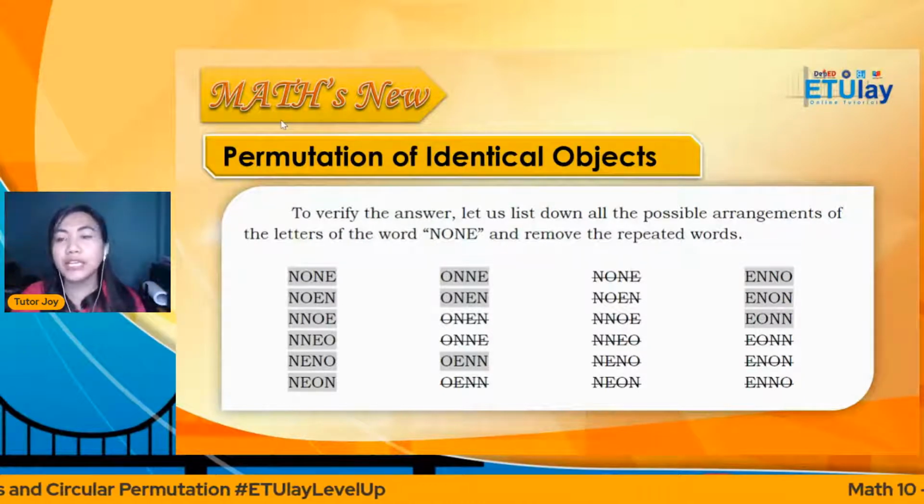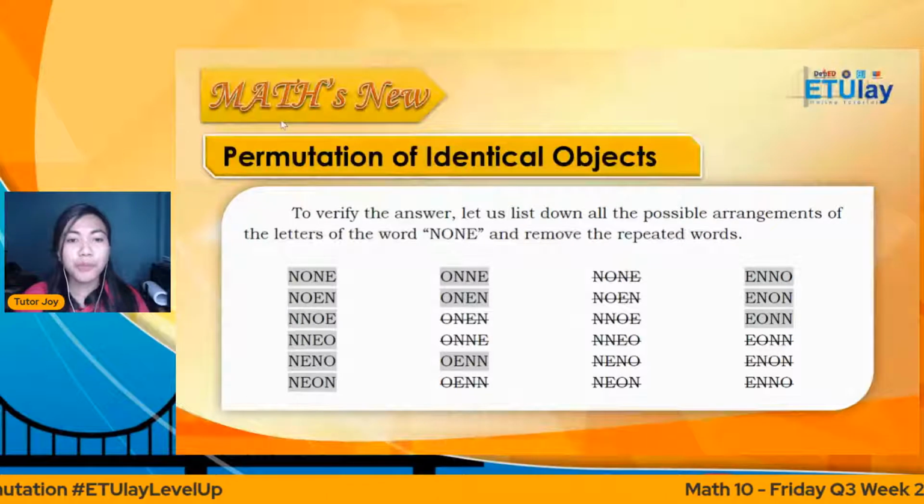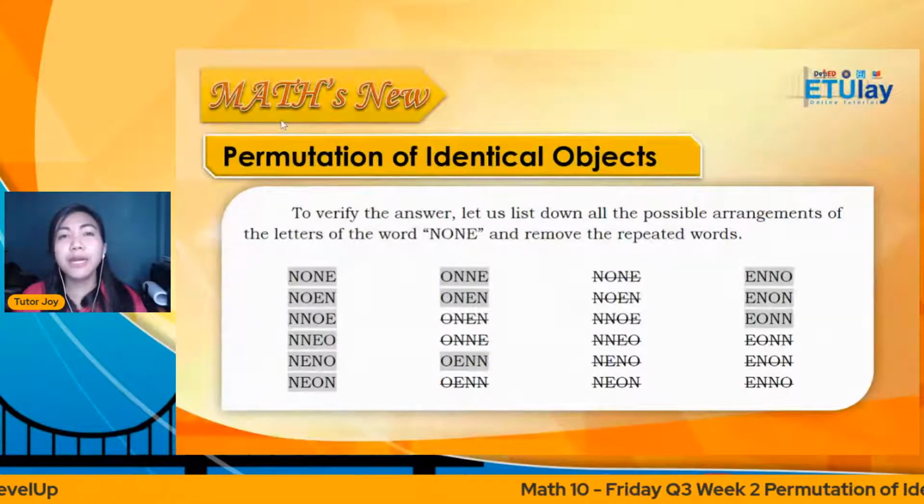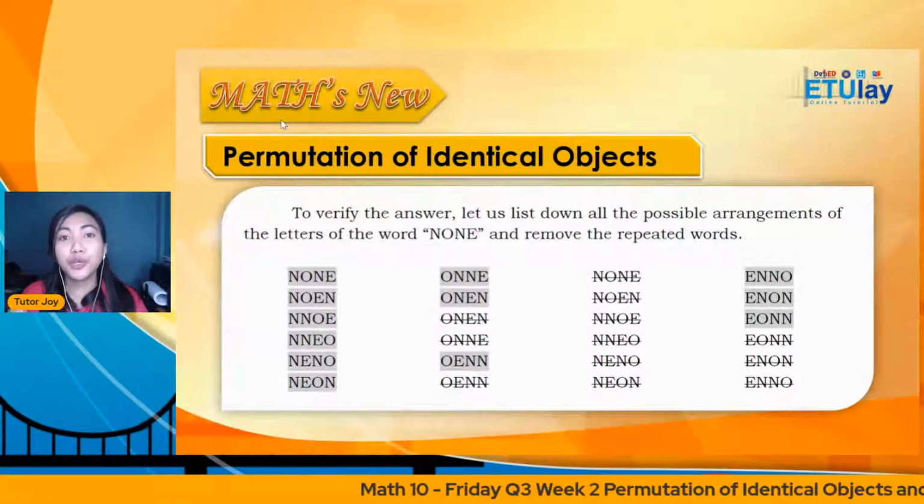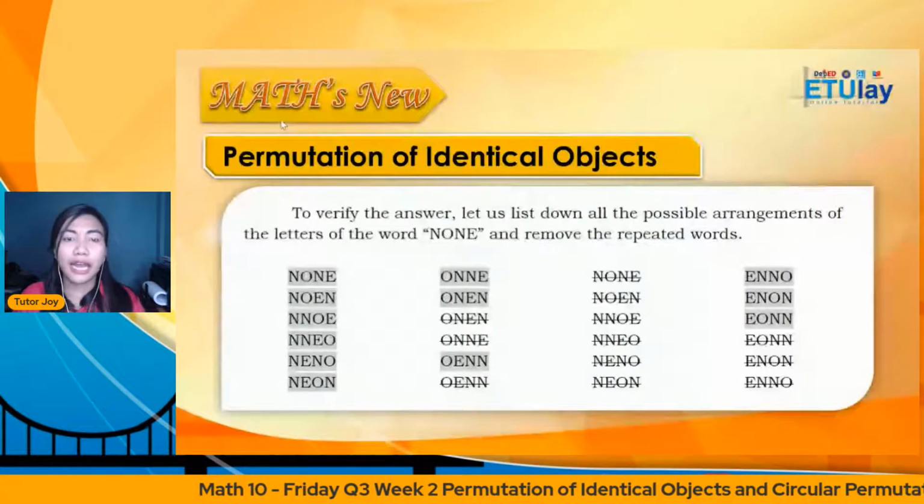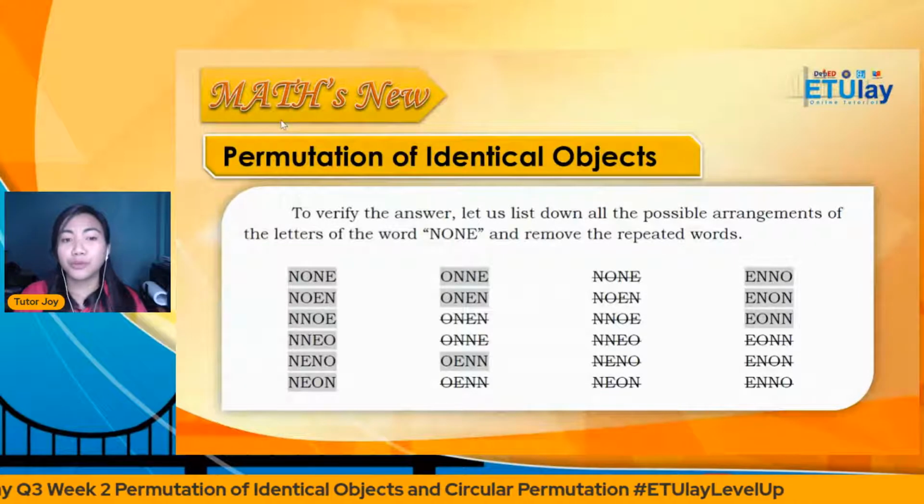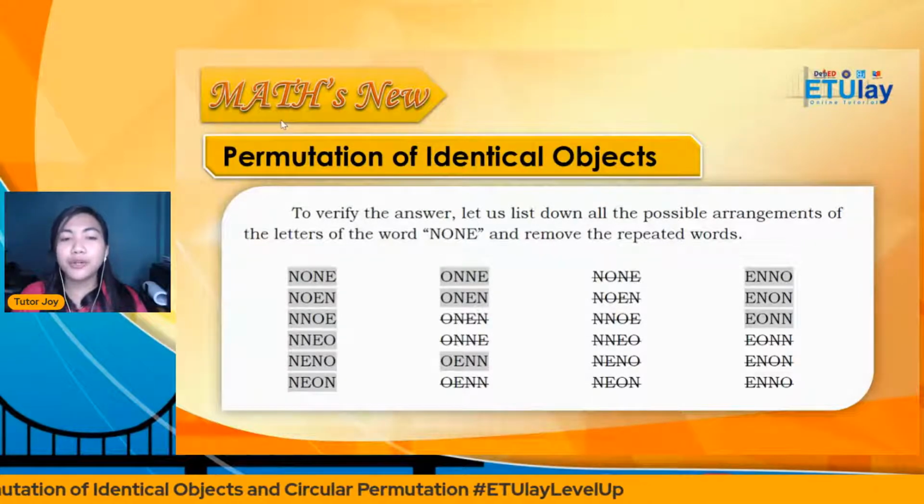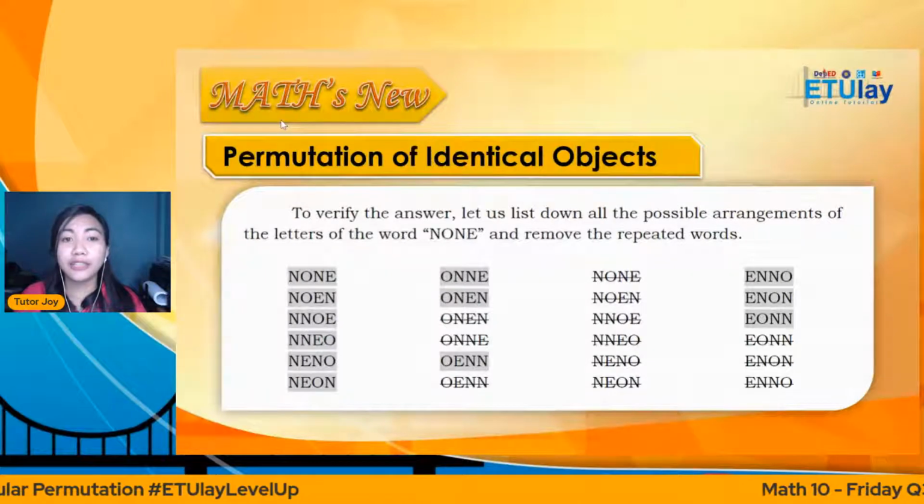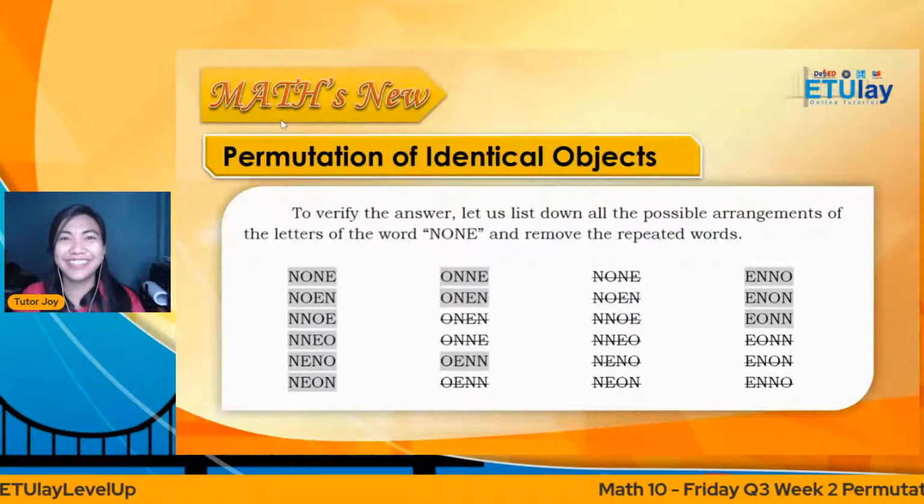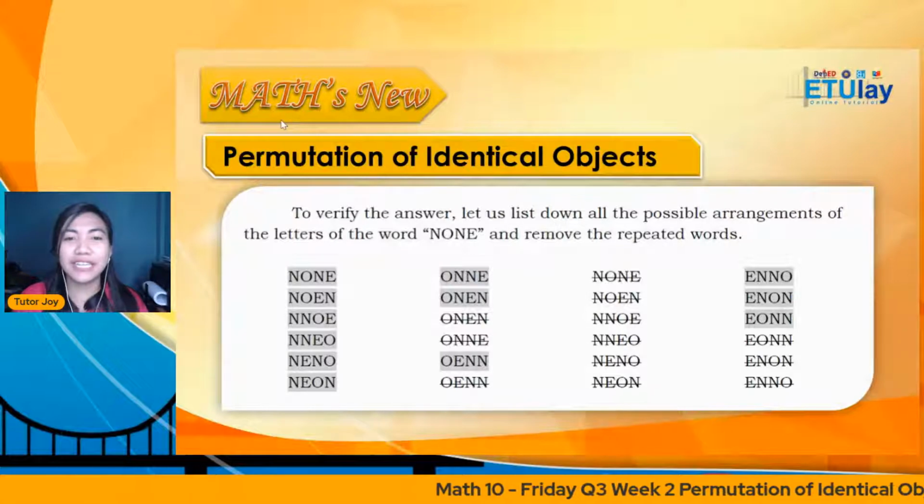You will observe that in our words, yung mga na-form natin, may mga nauulit na word, so i-remove natin yon because we only have to consider one permutation of that kind or of that word. So, meron tayong 12 ways on how to arrange the letters of the word none. Okay? So, that's permutation of identical objects.